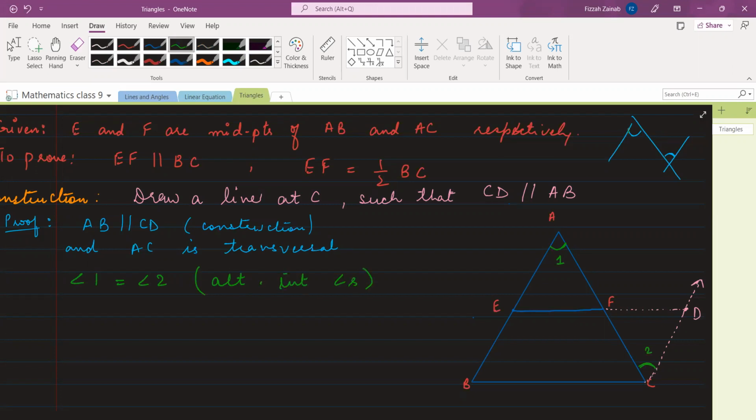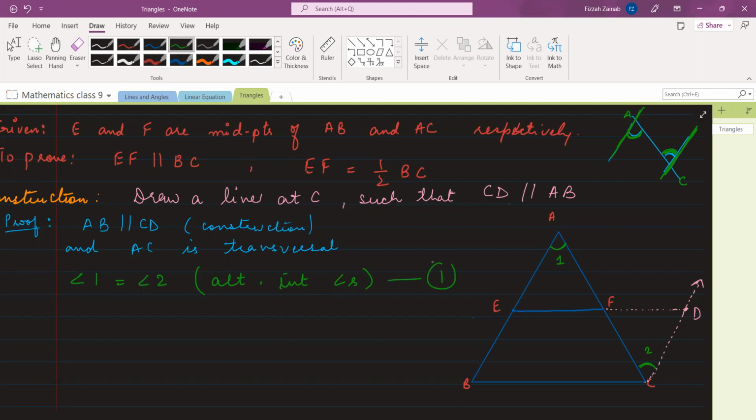Alternate means this is your transversal AC, right? So one is on the left side of the transversal, other is on the right side of the transversal. So that is why they are called alternate. And interior means they are between the parallel lines. So both are between the inner side of the parallel line. So interior angles, alternate interior angles. So angle 1 is equal to angle 2. You can call it your result 1, equation 1.